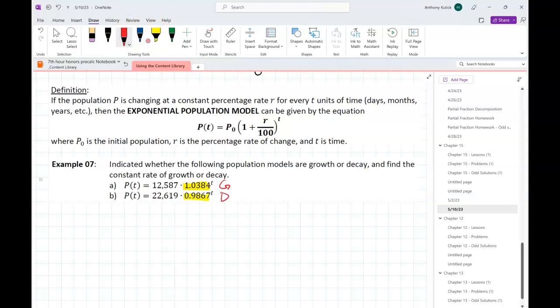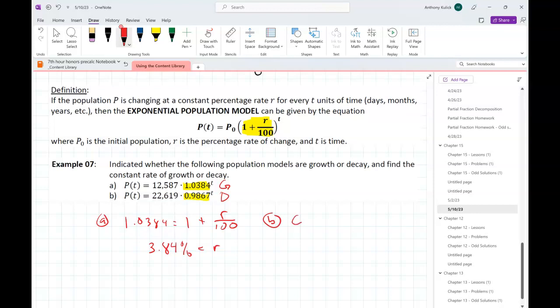Now, the question also asks to find the constant rate of growth or decay. So what we're going to do is just take that value for b and set it equal to 1 plus r over 100. And then we can just solve this equation for r. So what do we end up with? I subtract 1 and then multiply by 100. And we get that r is 3.84%. Right? No big deal there.